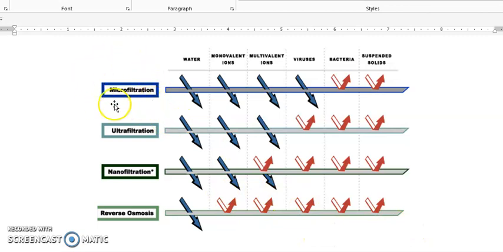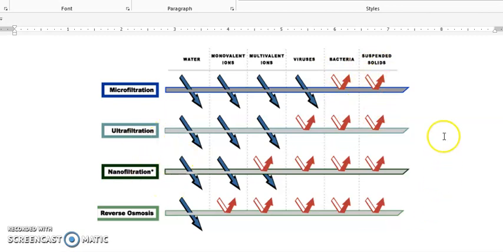While microfiltration has got the largest pore size amongst all these four, therefore it is going to allow water, monovalent and multivalent ions and viruses. All of them pass through the membrane because they are smaller than the pore size. Only bacteria and suspended solids get removed; they cannot pass through the membrane.